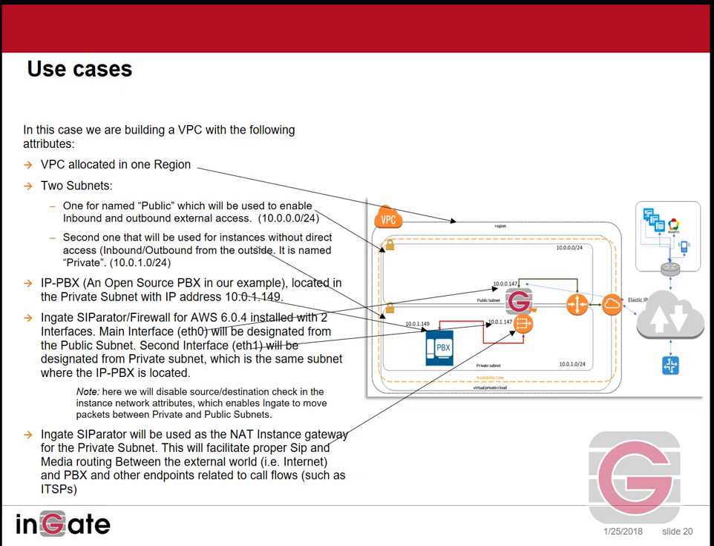This diagram is going to explain the architecture, the layout of the sample case that we are going to implement through the different sessions. First of all, we have a VPC that has been allocated to a region. In our example case, we are using a region called US East 1.